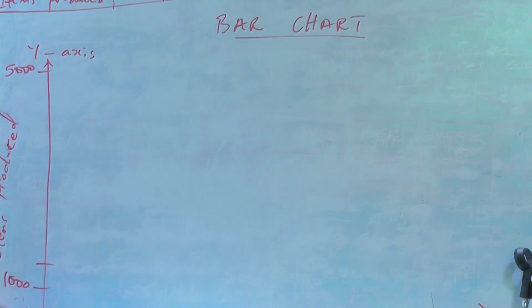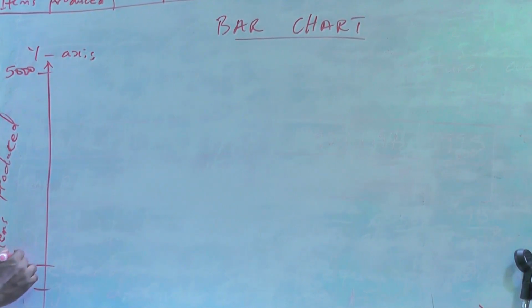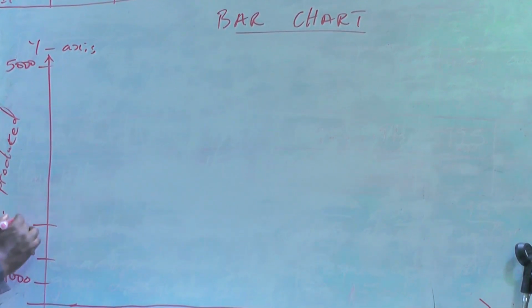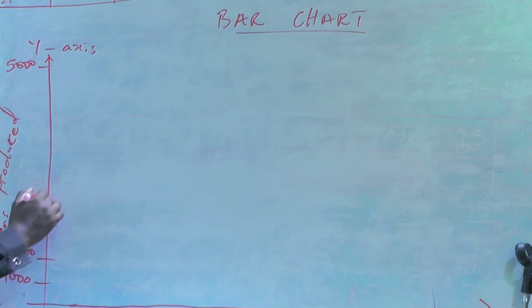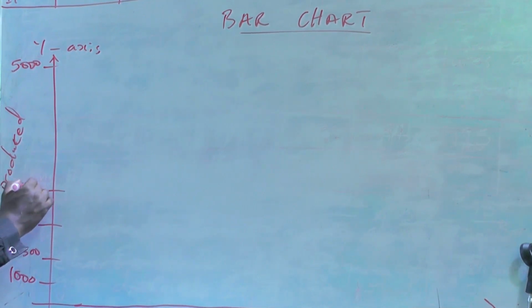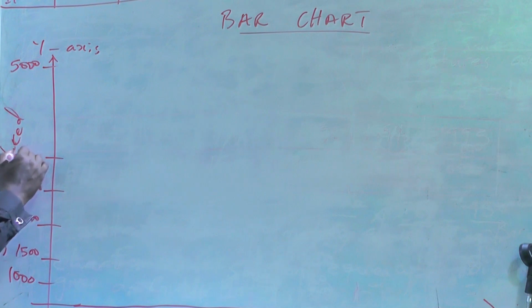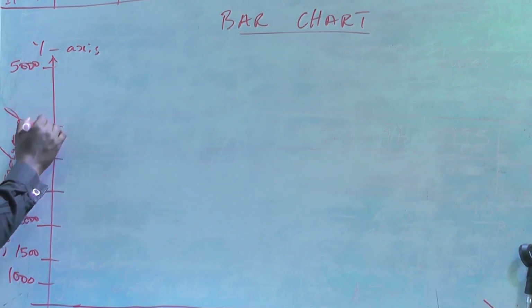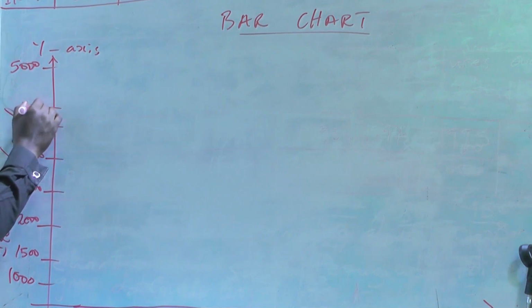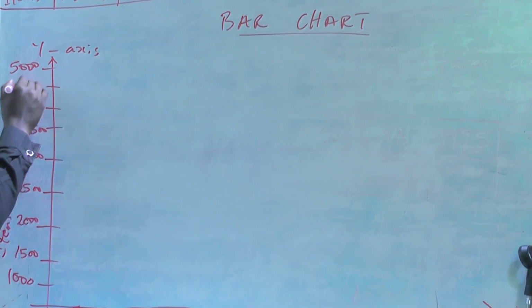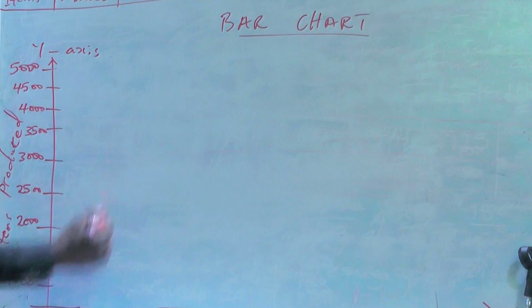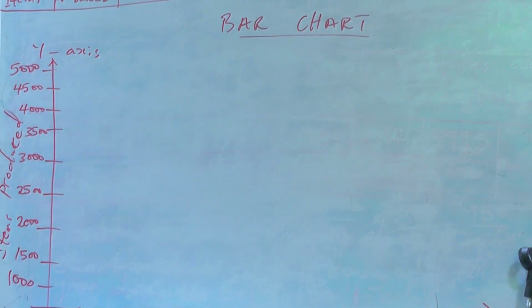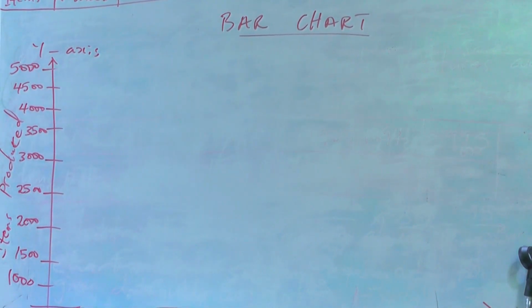The next line we say is 1,500. The third line we say is what? 2,000. The next line is 2,500. The next line is what? 3,000. The next line we say 3,500. The next line 4,000. And the next line we say is 4,500. And the last line is what? Is 5,000. That is the items of production.